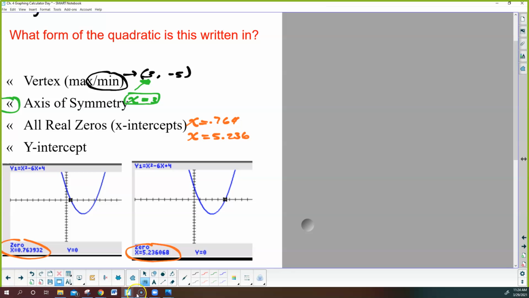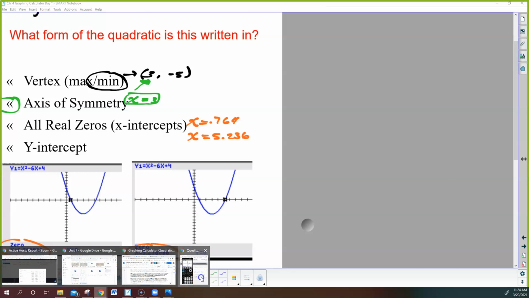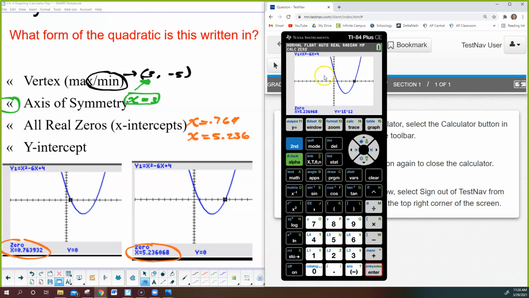All right, last one, the y-intercept. Okay, how do we do the y-intercept? Well, the y-intercept is whenever x is equal to 0. So there's two ways to do this. The one way is go second calc and pick option 1. Anytime you want to just find a value, you can pick option 1 and then type in, I want it when x is 0. And notice that's the location, 0, 4.